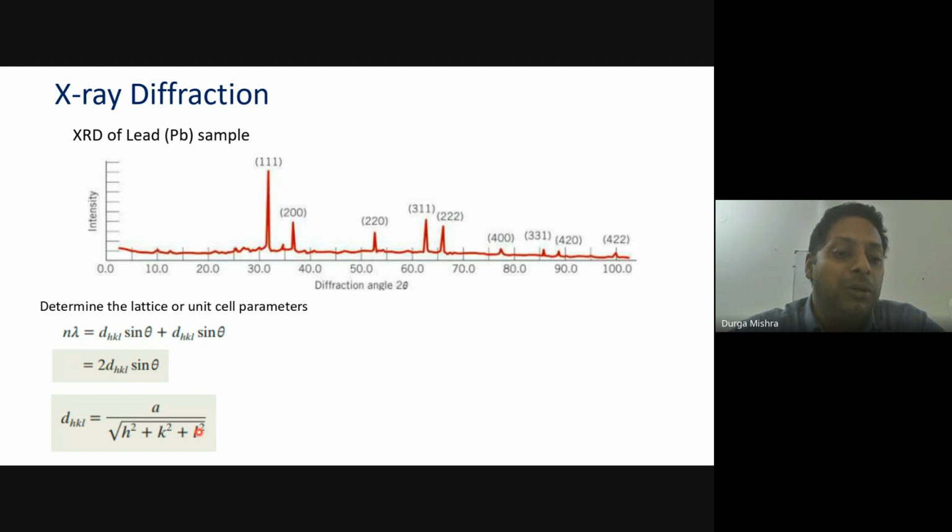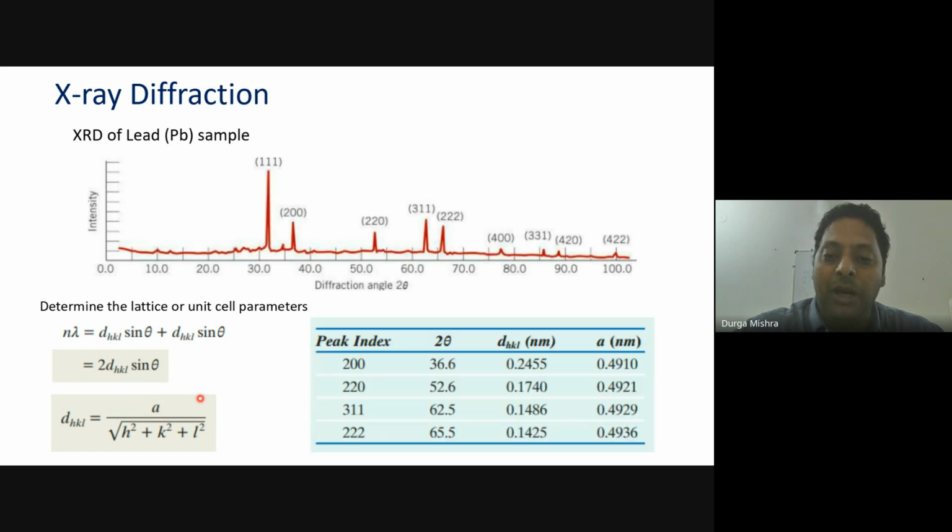Now, how can we obtain the lattice parameter from this? This is the relation, or formula, that you use. Once you know d and you know HKL, you can easily find this a. This is the relation for a cubic crystal, the relation between d and a. So you can then find out the value of the lattice parameter. This is how typically you will be doing that.